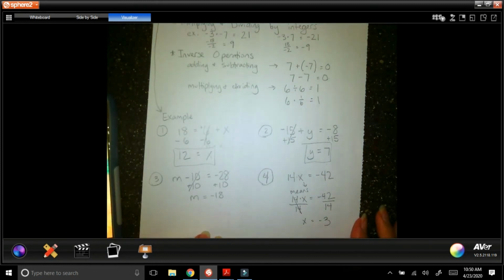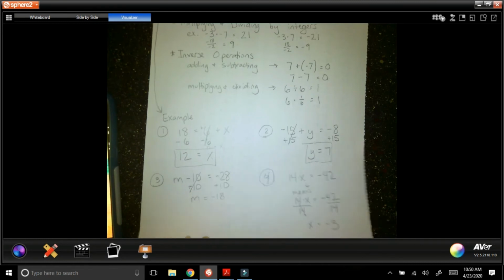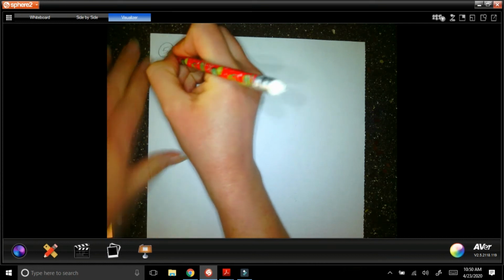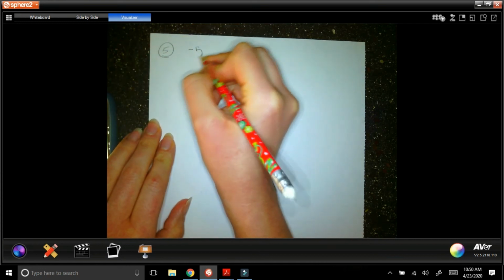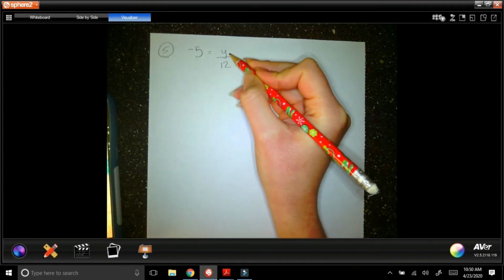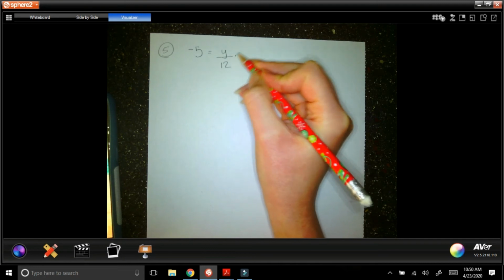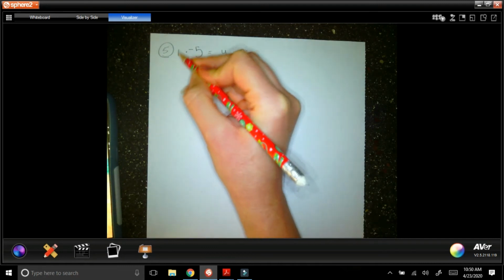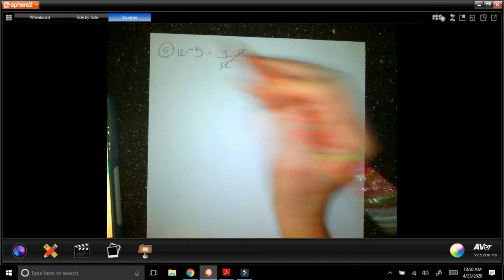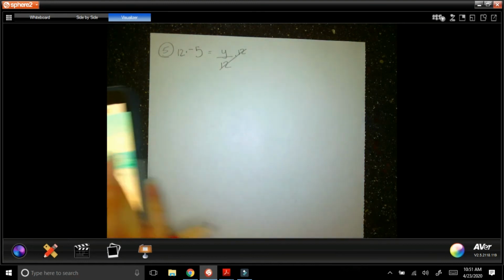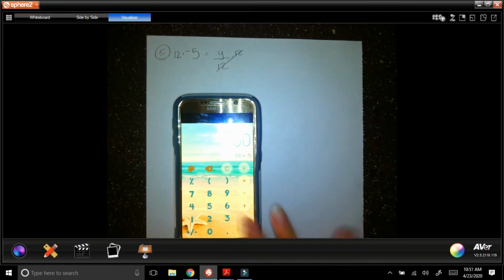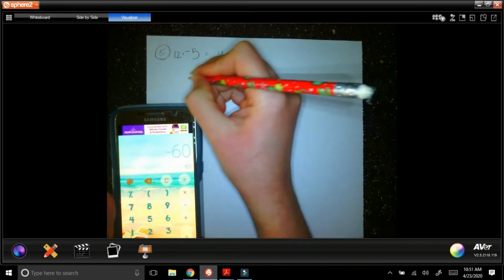Okay, I have 4 more examples for you. I'll go through these ones a little faster. Number 5. If I have negative 5 equals y divided by 12, to get rid of dividing by something, the inverse of that is to multiply. So because I multiply the one side of the equation by positive 12, I'm going to multiply both sides of the equation by positive 12. So on my calculator, I can do 12 times negative 5, and the answer is negative 60.